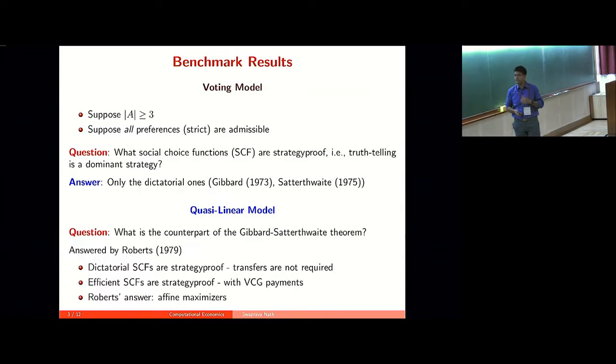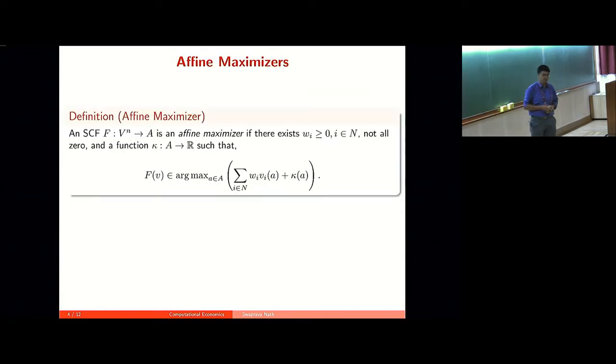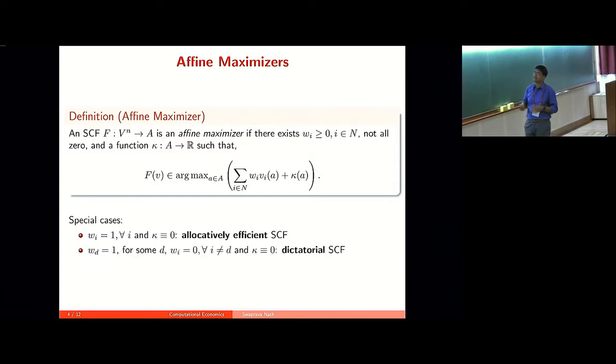So let us get to what affine maximizers are. Imagine that each of the individuals is given a particular weight, w_i, and we take the weighted sum over all the agents. So w_i times v_i summed over i is a weighted sum, and then translate that with a function called kappa. So this is an affine sum of these numbers, and we pick the alternative that maximizes this affine sum, and thereby the name affine maximizer. You can see that many of the mechanisms that we just talked about are actually special cases of affine maximizers.